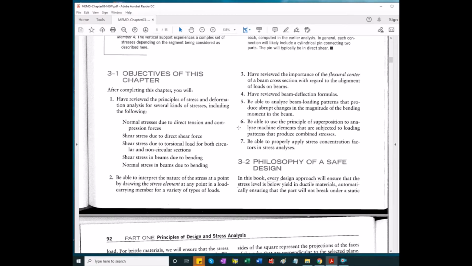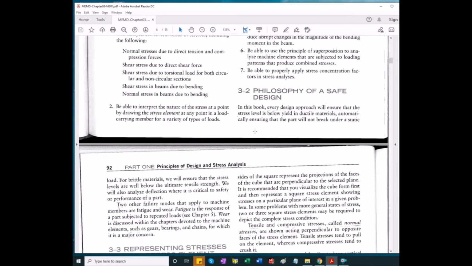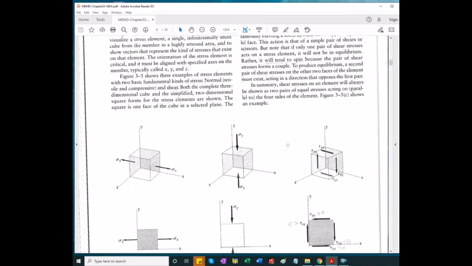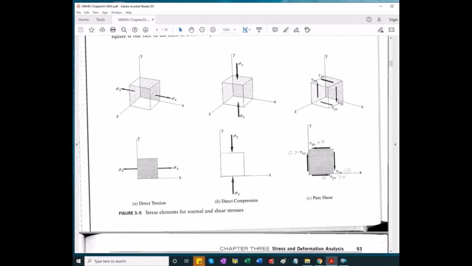Okay, so there's a summary of what is discussed in this chapter. We looked at stresses, rather stress elements, and these are principal stresses. When you don't see shear, it means that it's the case of a principal stress element. We'll discuss more in chapter 4 about that.